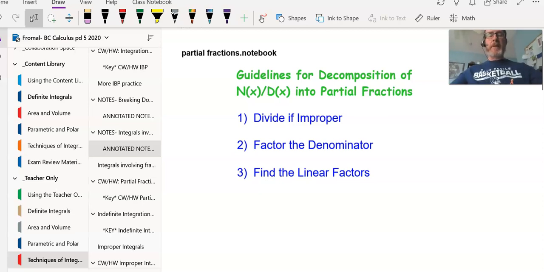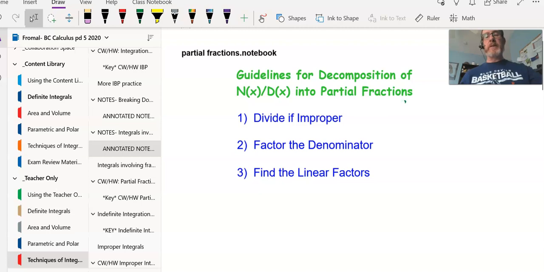Welcome back to the second part of our video tutorials on integrals involving rational expressions. Last time we did all of the pre-calc work, now we're going to do the actual integrals. One of the things we have to understand is that when we're given an integral that involves a fraction, we may have some steps that we need to do before we can even get to the integration. One is divide if it's improper.